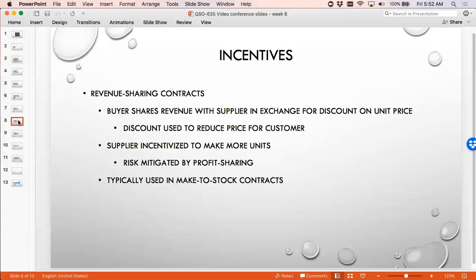So revenue sharing contract is the opposite. The buyer shares revenue with the supplier in exchange for a discount. So the buyer, let's say in the previous example, the buyer expects demand to go up to 1,200. They'll say, hey, look, supplier, build 1,200, go above the 1,000 that you're contractually obligated, go up to 1,200. And in exchange for you to go up to 1,200, we will pay you more for each product.